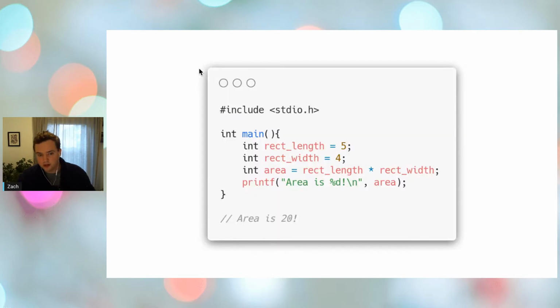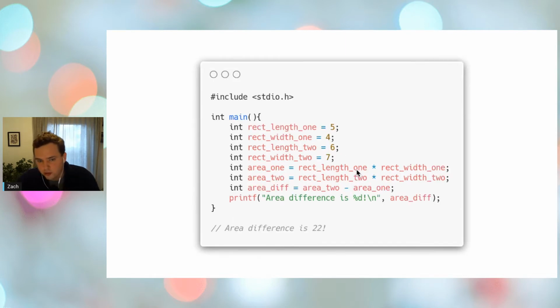If you want to write a basic C program that would, for example, calculate the area of a rectangle, you would declare two integers. One's the length, one's the width. You'd multiply them together, and then print that out. So here our area would be 20. But if we want to do that for two rectangles, we'd have to declare the first length and first width, and then the second length and second width. Then we calculate the first area and the second area by multiplying the right numbers together. Then we get the area difference, and print that out. So here the area difference is 22.